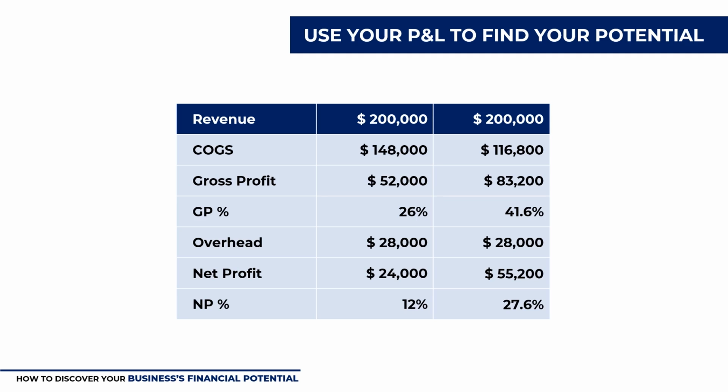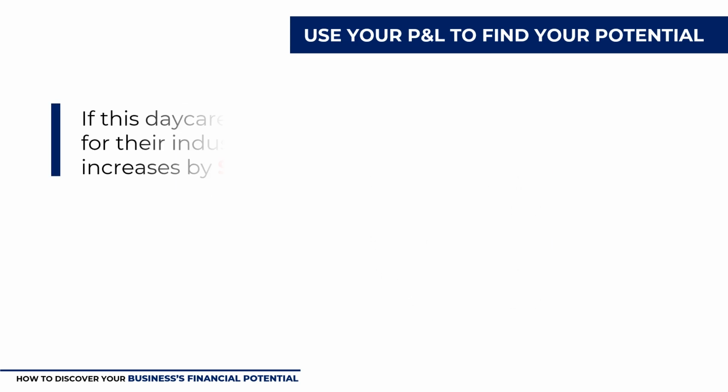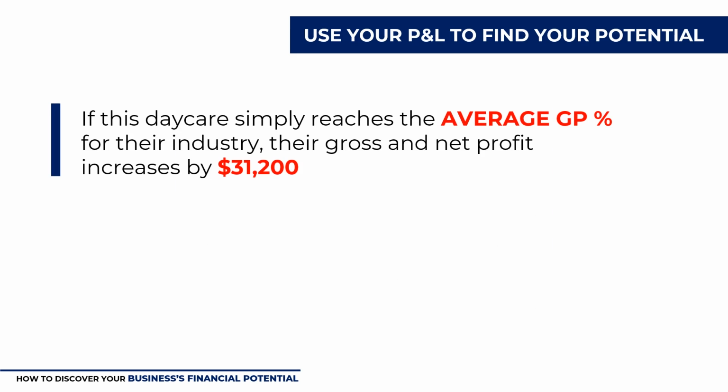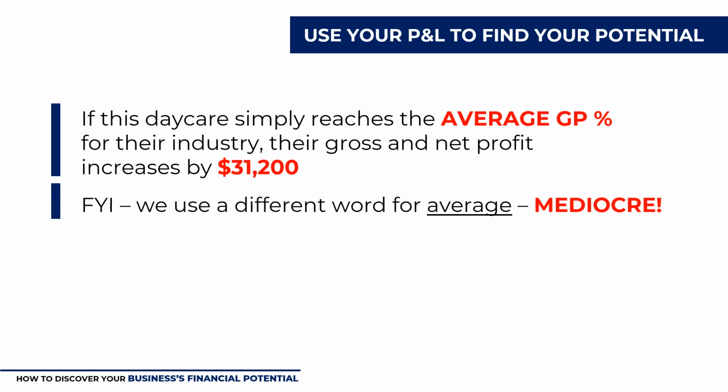Look at the staggering difference in our revised gross profit and net profit figures compared with our original numbers. And that's if all we do is achieve the industry average. If this daycare simply reaches the average gross profit percentage for their industry, their gross and net profit increases by a whopping $31,200. Now, by the way, we actually use a different word for average, mediocre.